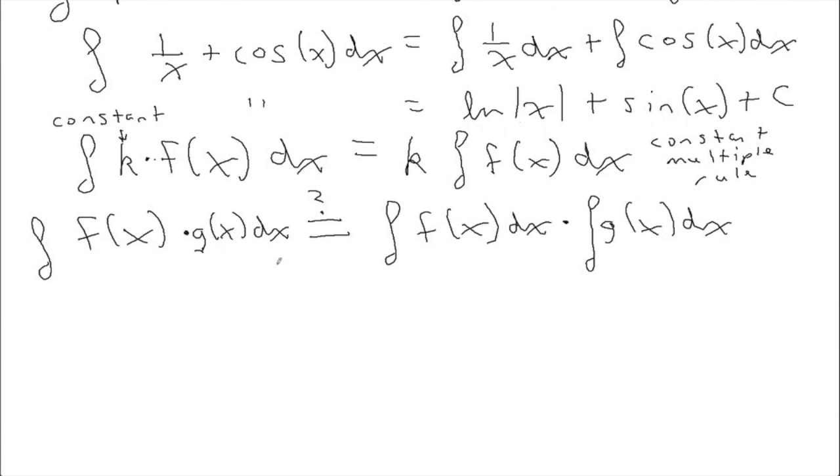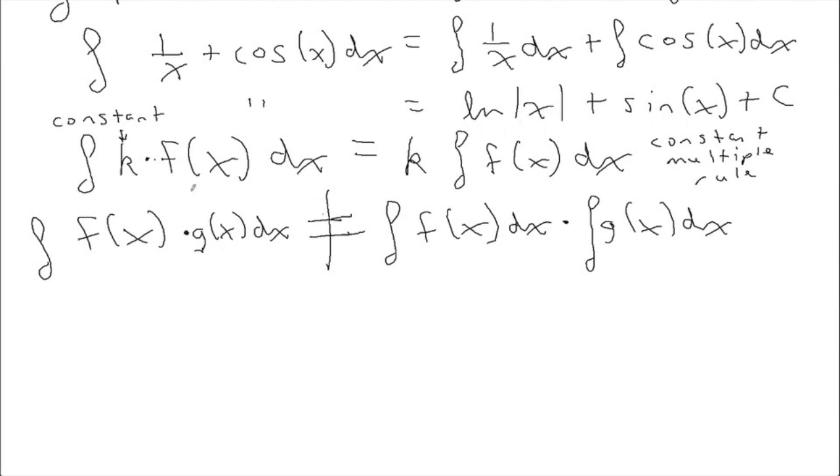So here we have the antiderivative of a product. So it seems natural that we could just take the antiderivative of the first function and take the antiderivative separately of the second function and just multiply those things together. But that doesn't work. This is not correct. This is wrong. There's a big not equal sign here.